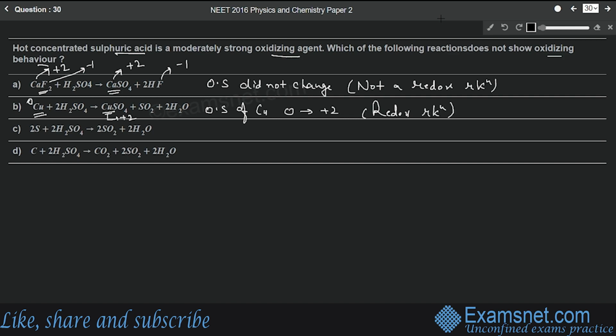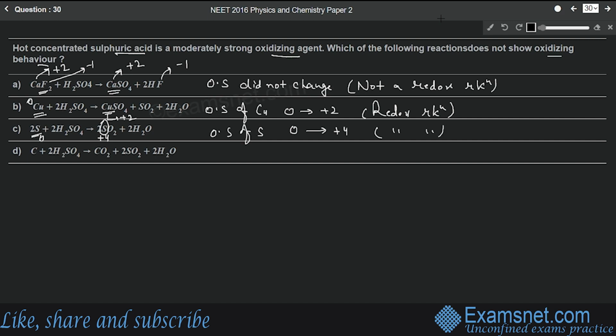Now in the third one, again sulfur is in its pure form, so its oxidation state is 0 on the reactant side, whereas on the product side the oxidation state of sulfur is +4. Here that means the oxidation state of sulfur has increased from 0 to +4. This is also a redox reaction.